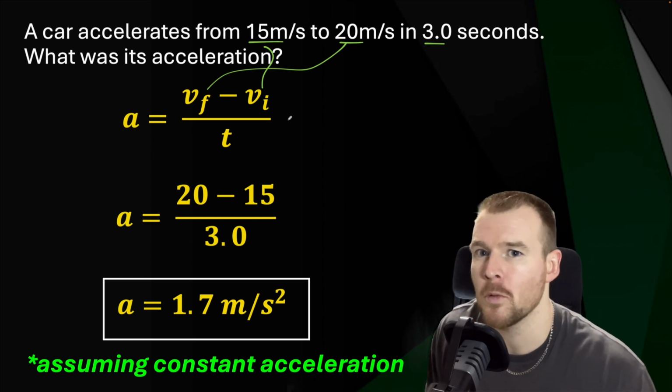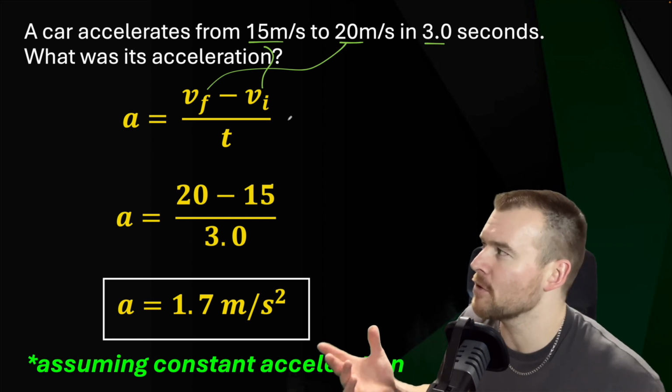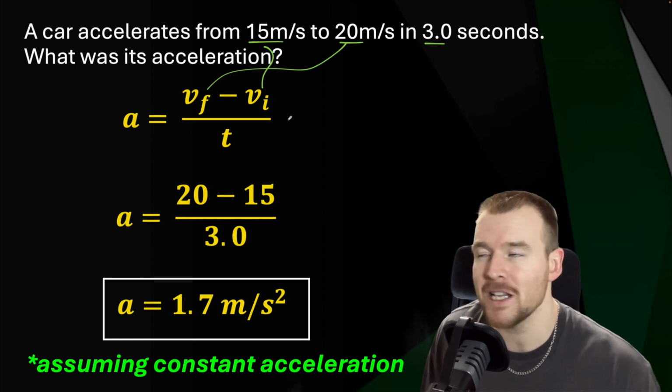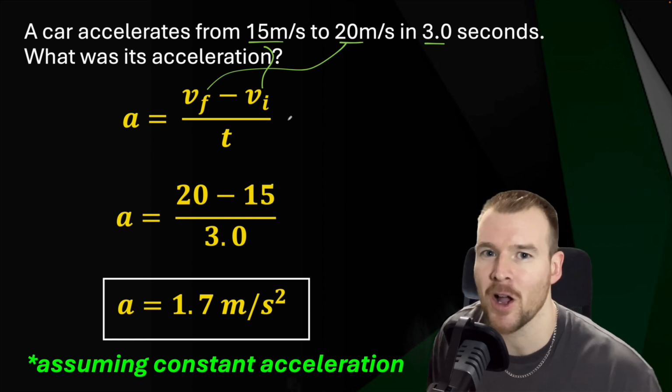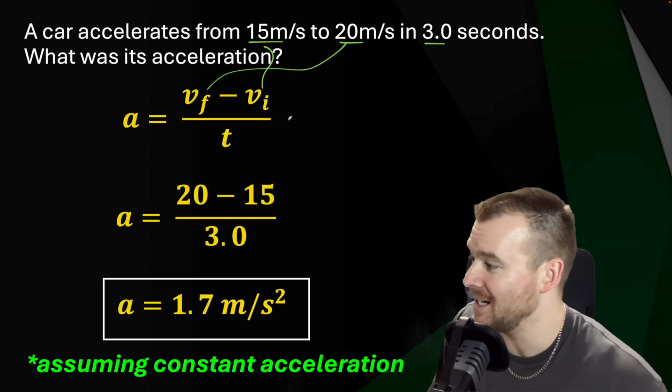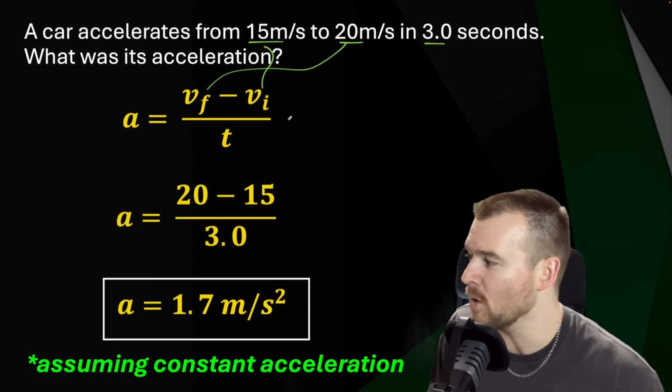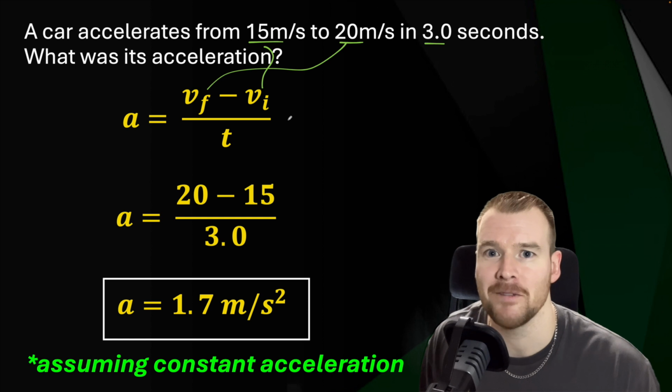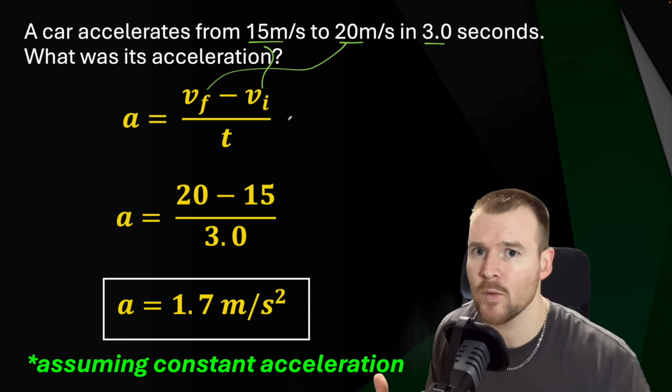Speeding up from 15 to 20 isn't that difficult, especially in 3 seconds. We're giving it some time. So it's reasonable that this could have a constant acceleration, and we calculated that constant acceleration to be 1.7 meters per second squared. So there's the first equation. What are the other ones going to look like?